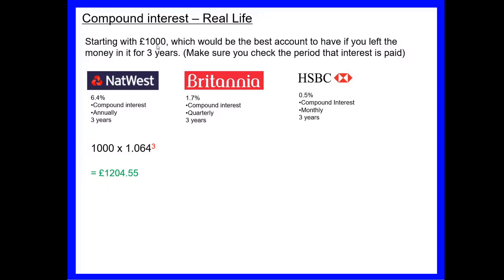The Britannia account then, 1.7%, again compound interest, this time paid quarterly for 3 years. So our initial amount of 1,000, our decimal multiplier this time will be 1.017, and we need to work out that power. So quarterly means I'm getting interest 4 times per year. I'm being given interest over 3 years. 4 3s are 12, so our power is 12, and that gives us £1,224.20.